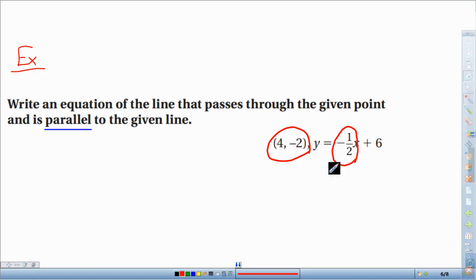The thing that is not going to be the same for the line we're trying to write the equation of is the y-intercept. Our y-intercept isn't going to be a 6. We're going to figure out what it is by plugging this information in and solving for b, solving for the y-intercept. So that's kind of the idea on this problem here. So let's go ahead and do it here.